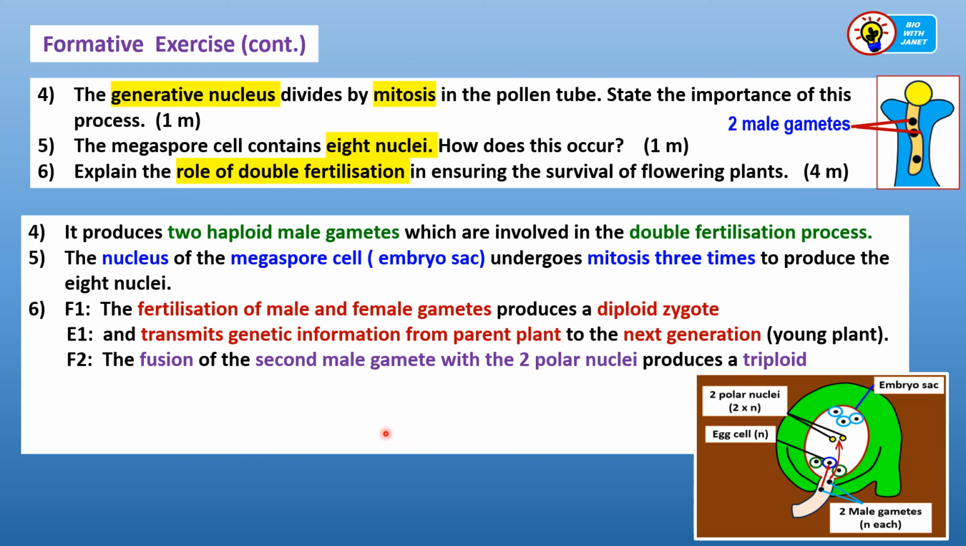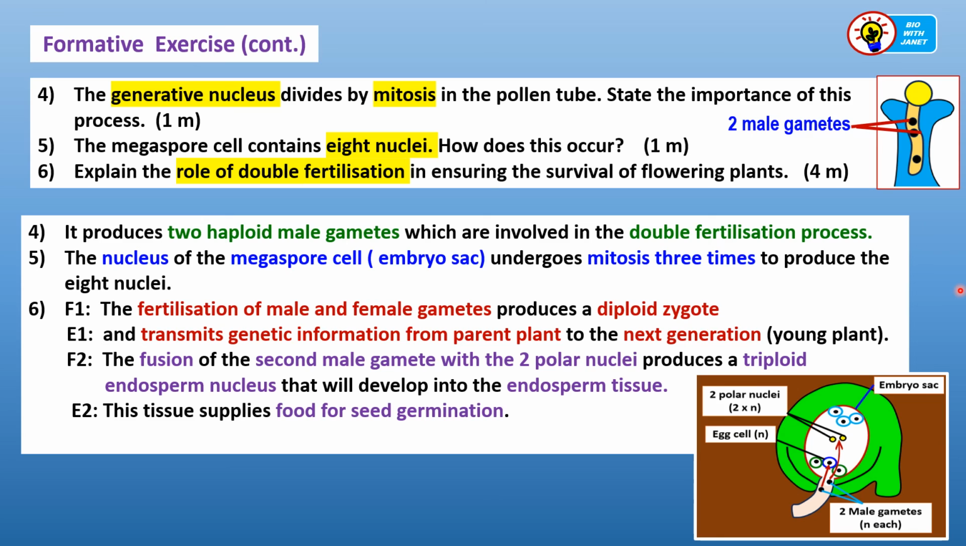Next, the fusion of the second male gamete with the two polar nuclei produces a triploid endosperm nucleus that will develop and undergo mitosis to form the endosperm tissue. What is the importance of the endosperm tissue? This tissue supplies food for seed germination. So question 6 is quite important to explain the role of double fertilization in ensuring the survival of flowering plants. One mark for each point here.